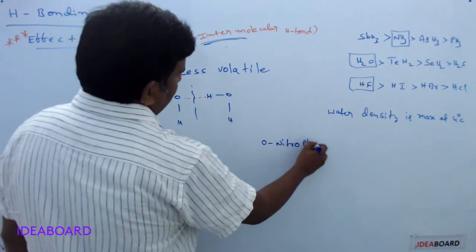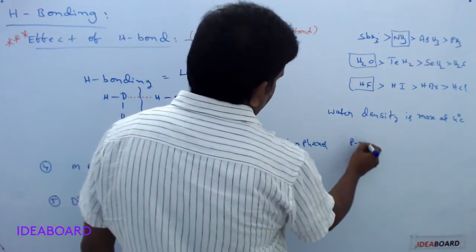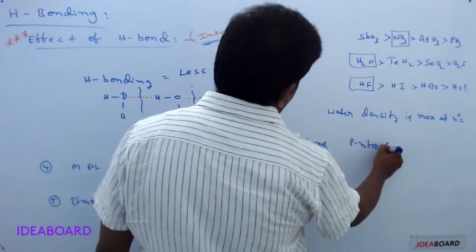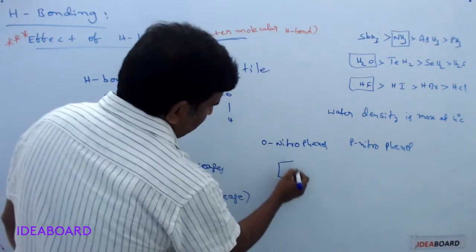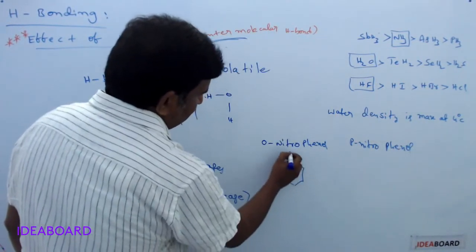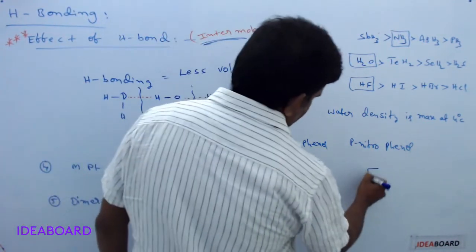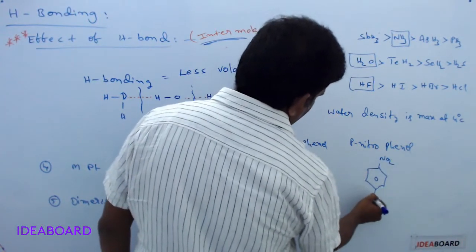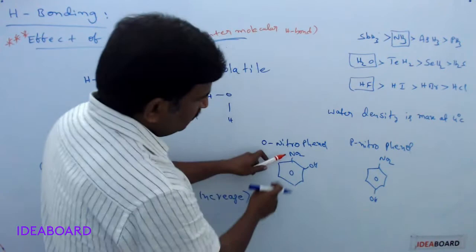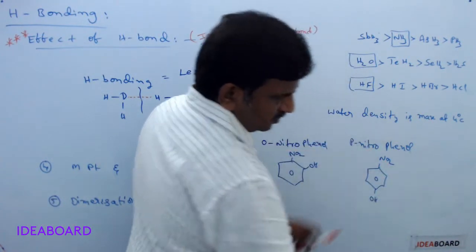And one more important example I will give: orthonitrophenol and paranitrophenol. I will give the structures also. Here this is orthonitrophenol, with an NO2 and an OH group. Paranitrophenol has an NO2 group and an OH group. Ortho position means adjacent; para means at opposite positions.